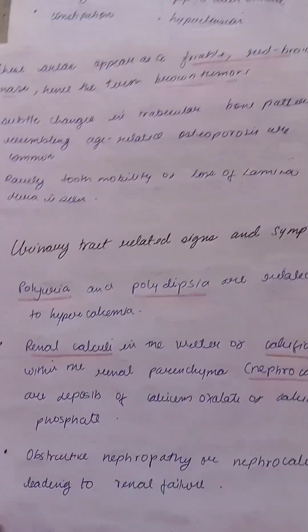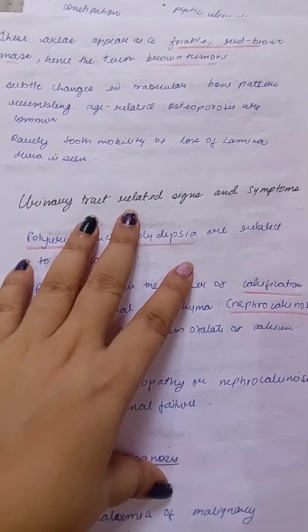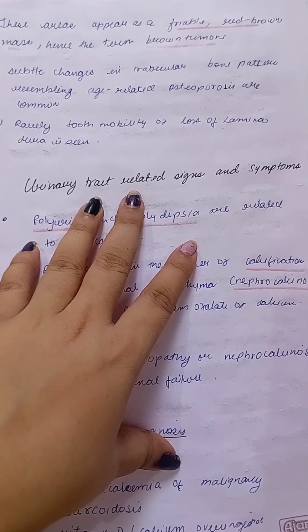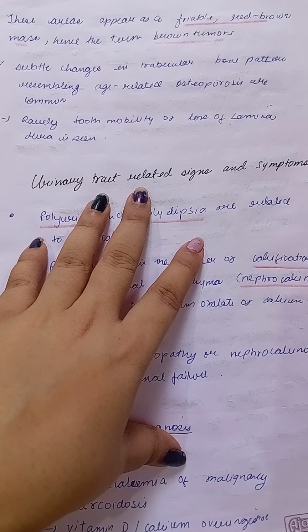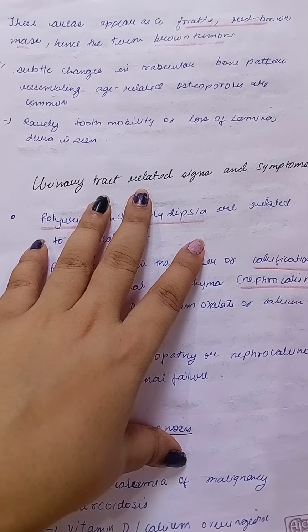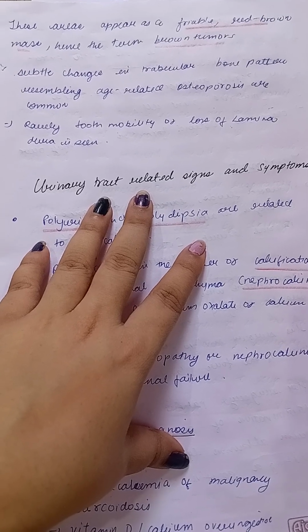Then these areas appear as a friable red brown mass, hence the term brown tumor. Subtle changes in trabecular bone pattern resembling age-related osteoporosis are common. Rarely tooth mobility or loss of lamina dura is seen. These all are bone-related signs and symptoms.